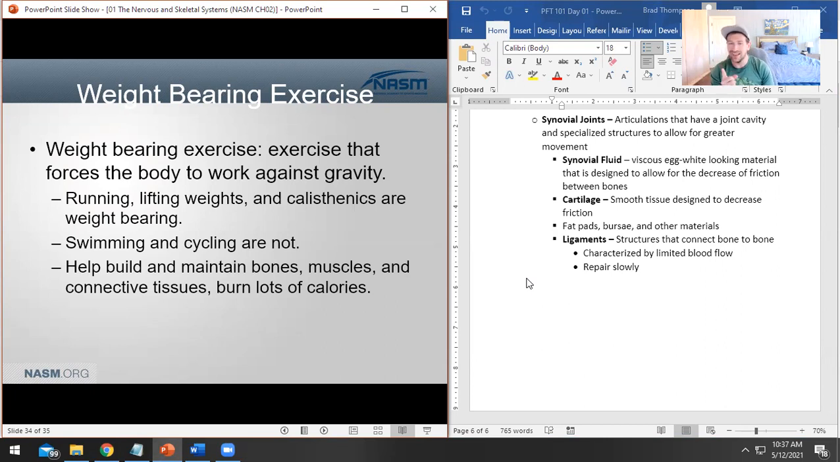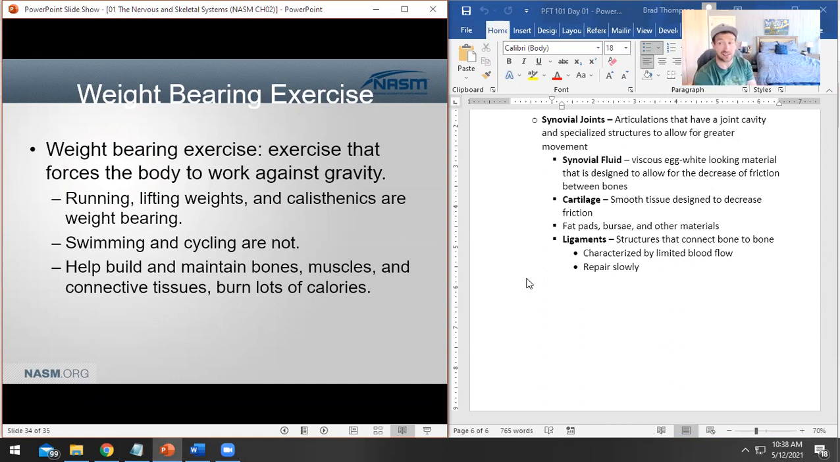So, good news about our skeletal system, right? Weight-bearing exercise in particular has really positive effects on repairing our skeletal, nervous, and muscular systems. Running, lifting weights, body weight exercises, all of those things have really positive effects on the skeletal system because they are weight bearing, which means they're working against gravity.